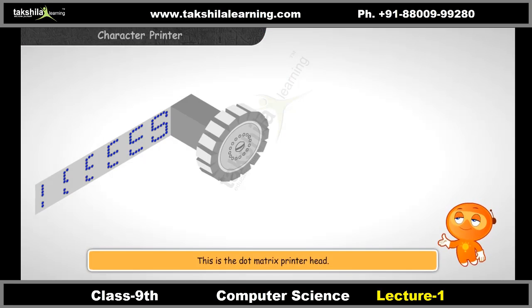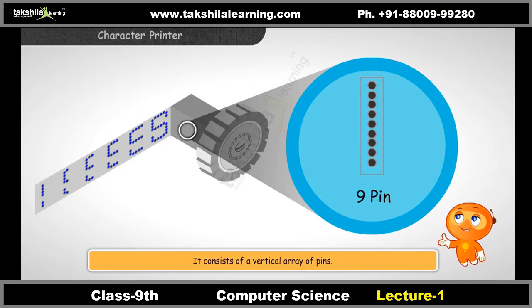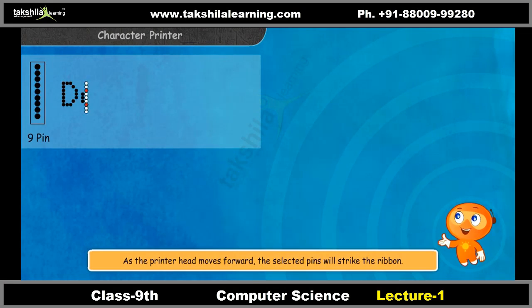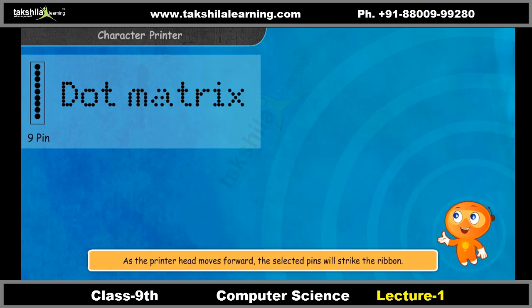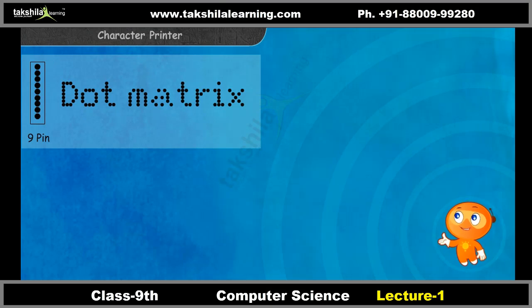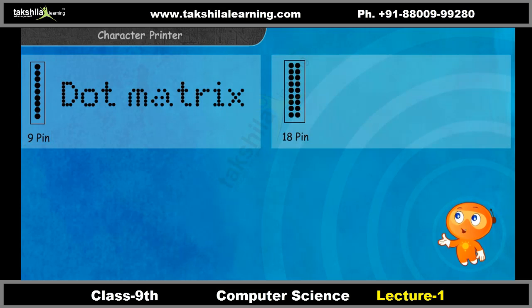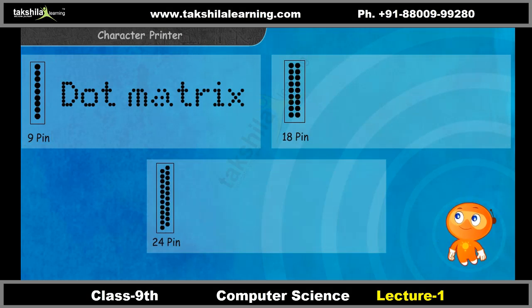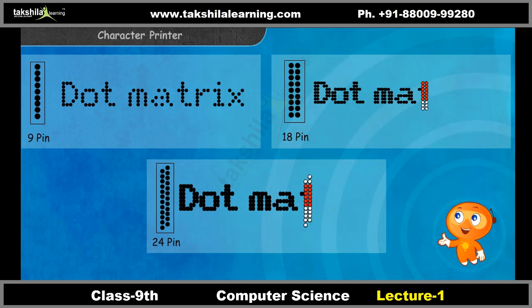This is the dot matrix printer head. It consists of a vertical array of pins. As the printer head moves forward, the selected pins will strike the ribbon. Number of pins in the printer head may be 9 pin, 18 pin, or 24 pin. More the number of pins in the head, more the quality of printout.